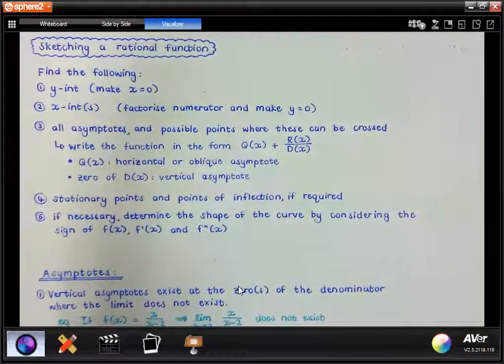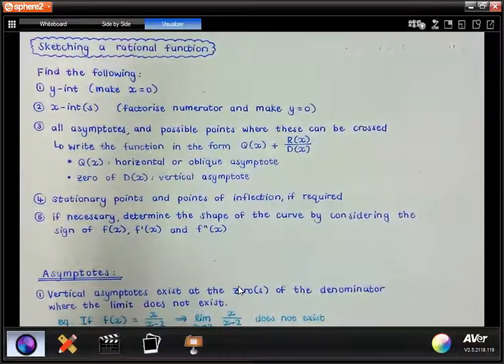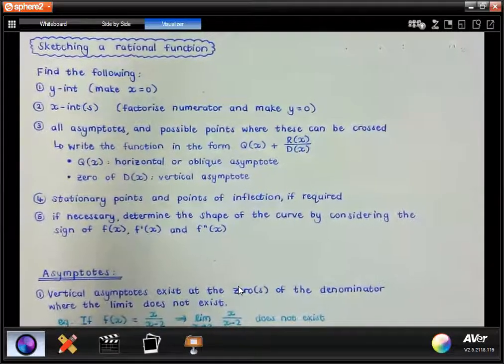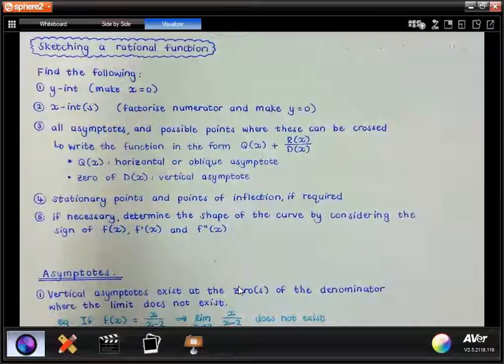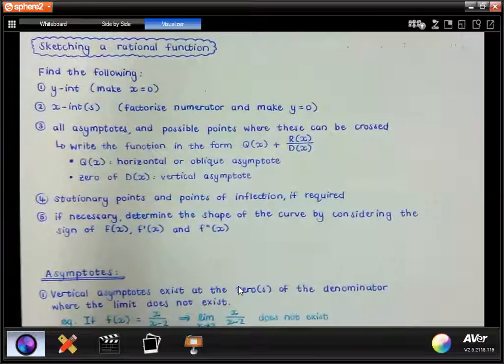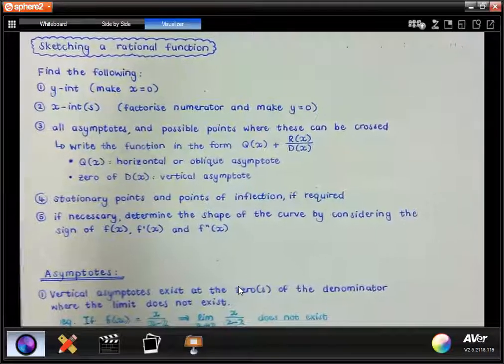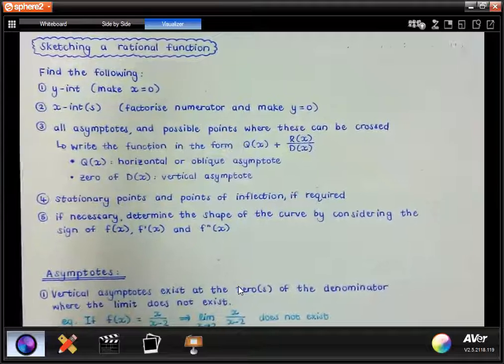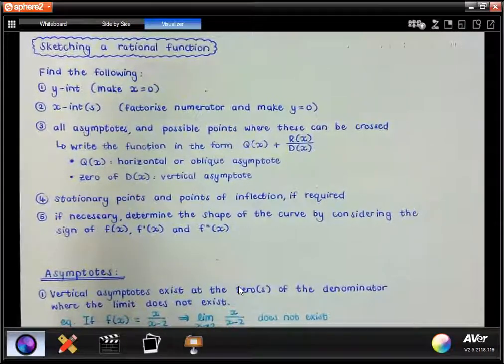That's one way of doing it, where we write the function in the form that we just practiced. Then whatever the q(x) part is, whether that's just a number or an x plus 2 or whatever, that is either your horizontal or your oblique asymptote. Now guys, if it's just a number, it's going to be a horizontal asymptote, because that's going to be like y equals 2, which we know is horizontal. It just cuts the y-axis at 2 and it's parallel to the x-axis. But if it's like an x plus 2, then it's an actual oblique asymptote. Oblique is just the same as skew.